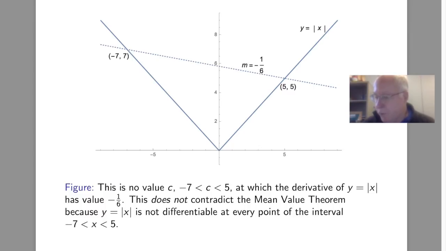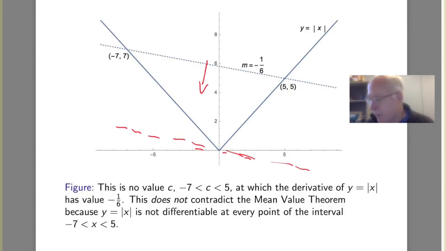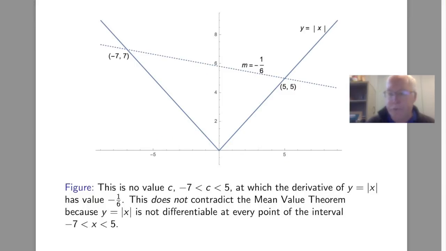If you try sliding this tangent line sideways, you can hit this point here, which is certainly parallel, but that is not a tangent at that point because the absolute value function has no tangent at the origin.